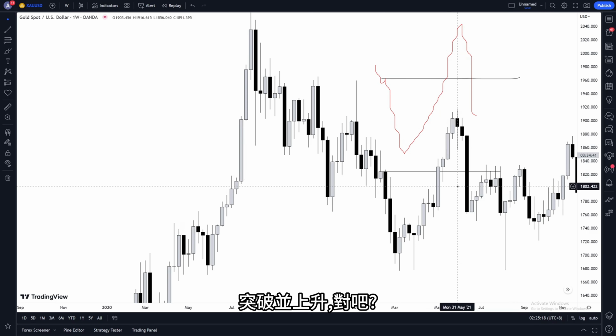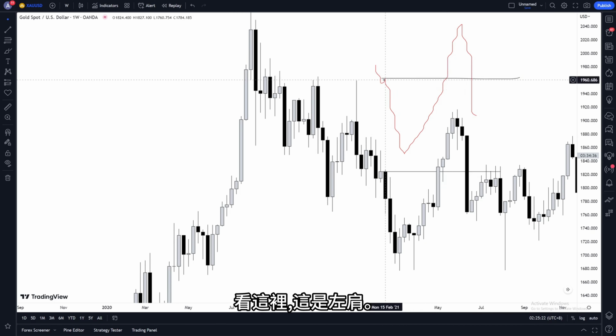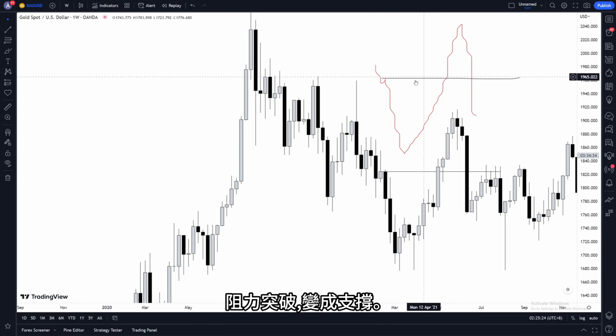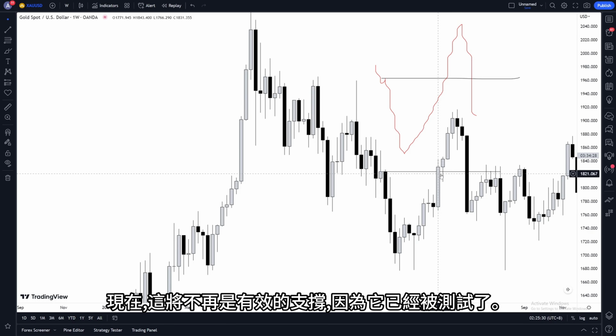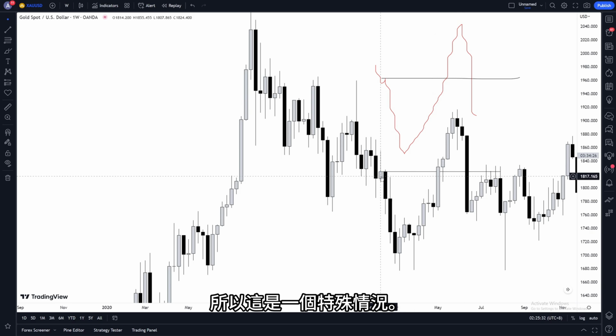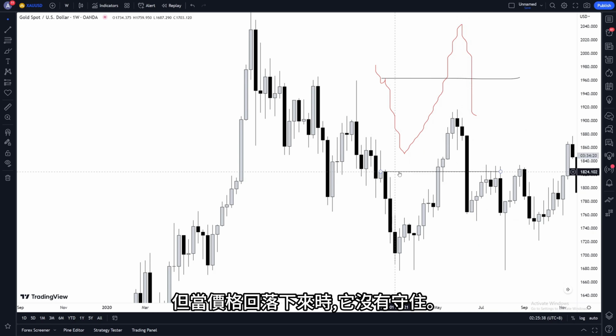Breaks and goes up, right? Now, see? Breaks and goes up. See here. This is the left shoulder. This is the resistance. The resistance breaks, becomes a support. Comes back down, okay? Now, this will no longer be a valid support because it's already been tested. So this is a special case. This is a resistance that doesn't quite break straight up. It broke and came back and tested. But when price comes back down, it didn't hold.